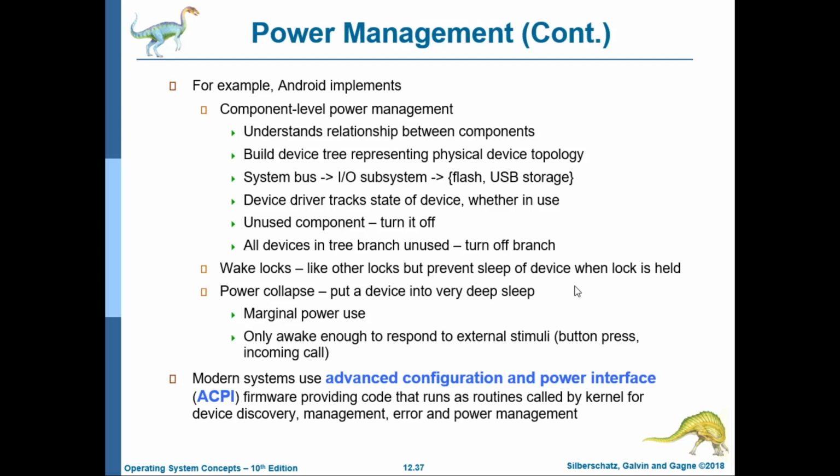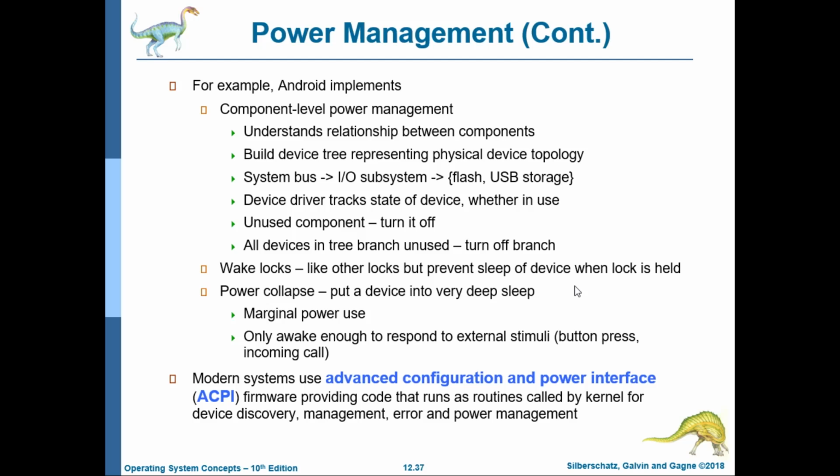So for example, for mobile, Android implements component-level power management. How is it done? It understands the relationship between components and builds a device tree representing the physical device topology. For Android, that is the system bus, then the I/O subsystem, and then flash or USB storage. The device driver tracks the state of each device, whether it is in use, and any unused components are turned off. If all devices in a tree branch are unused, Android will turn off that branch.